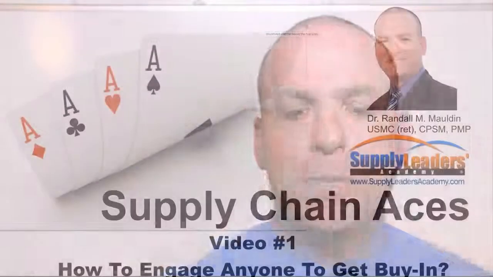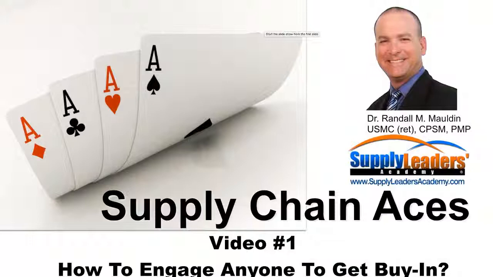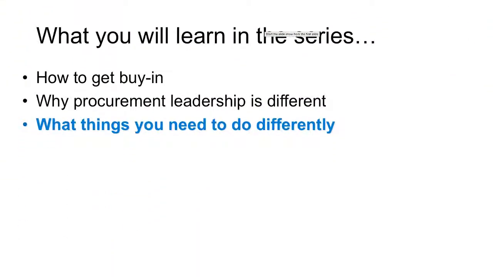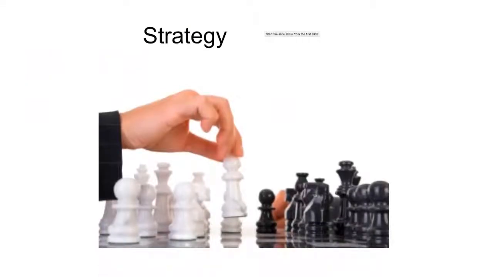Okay. As you know, my name's Randy Mauldin, and today we're going to talk about how to engage anyone to get buy-in. What things do you need to do differently so you can start to adapt your strategy? Just like I mentioned in the previous 2 videos, it's all about strategy, not tactics. You're doing things for the long term. You're building relationships so that no matter when you need something or what you need, you have resources available to you to get this stuff done.